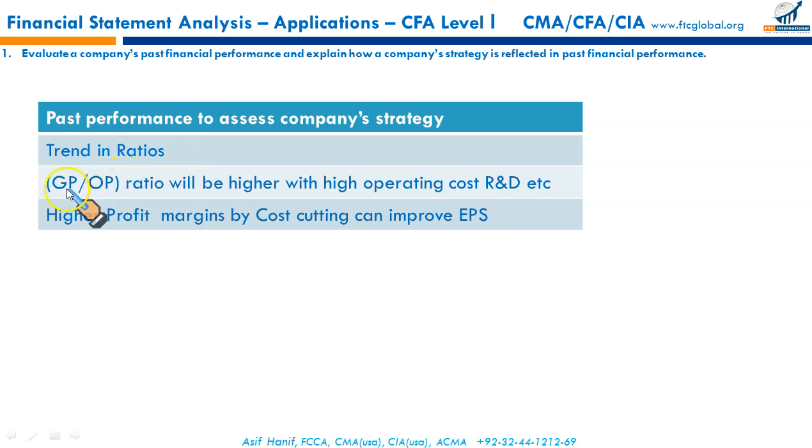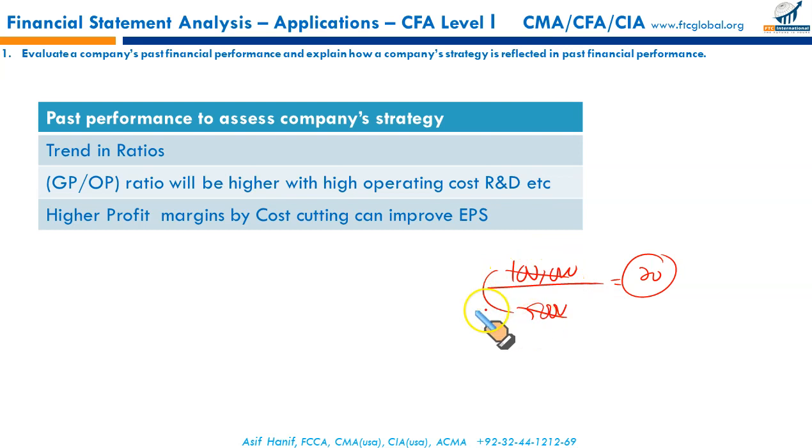Like for example, gross profit to operating profit ratio, it will be higher with higher operating cost like research and development. What exactly does it mean? Let's say you earned a gross profit of $100,000. That's in the numerator. But your operating profit is just $5,000, giving you 2,000% or whatever you want to call it. Means what happened? Where did the money go? Where did the profit go? From $100,000 to just $5,000, $95,000 has been taken away. Where? Operating cost, research and development, so on and so forth.